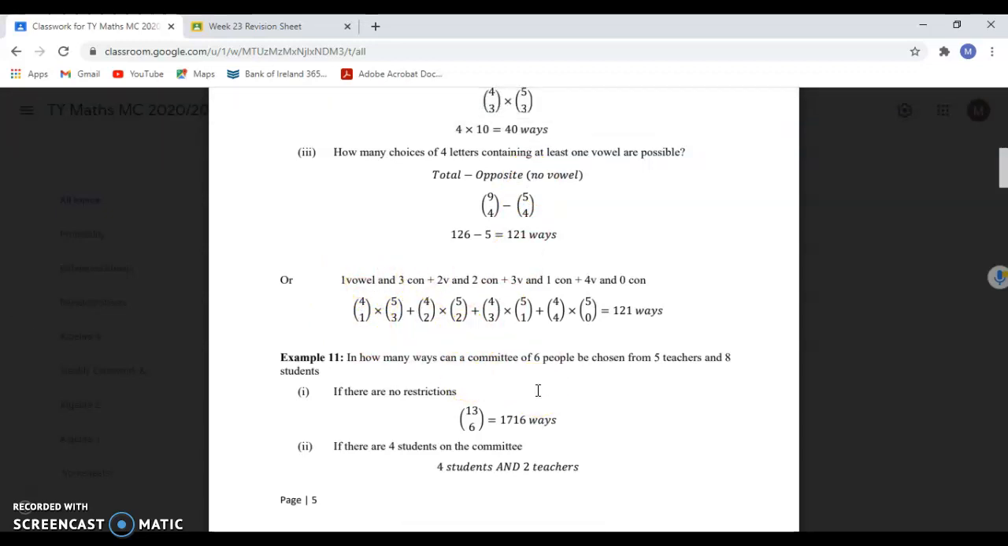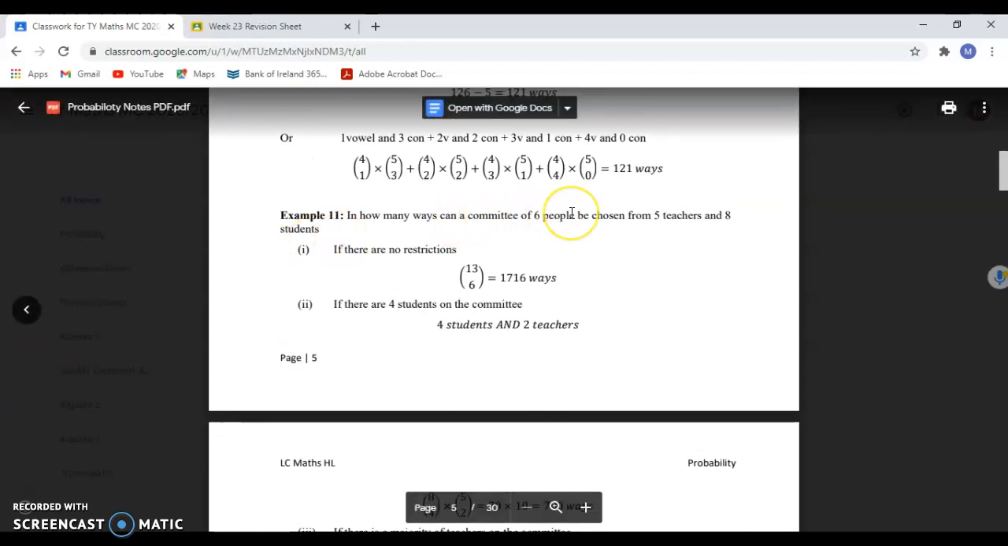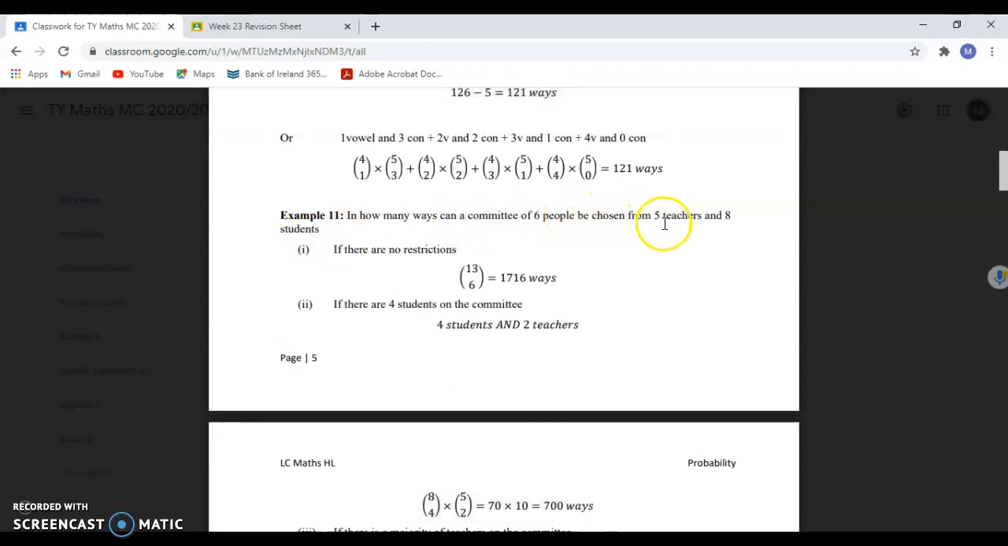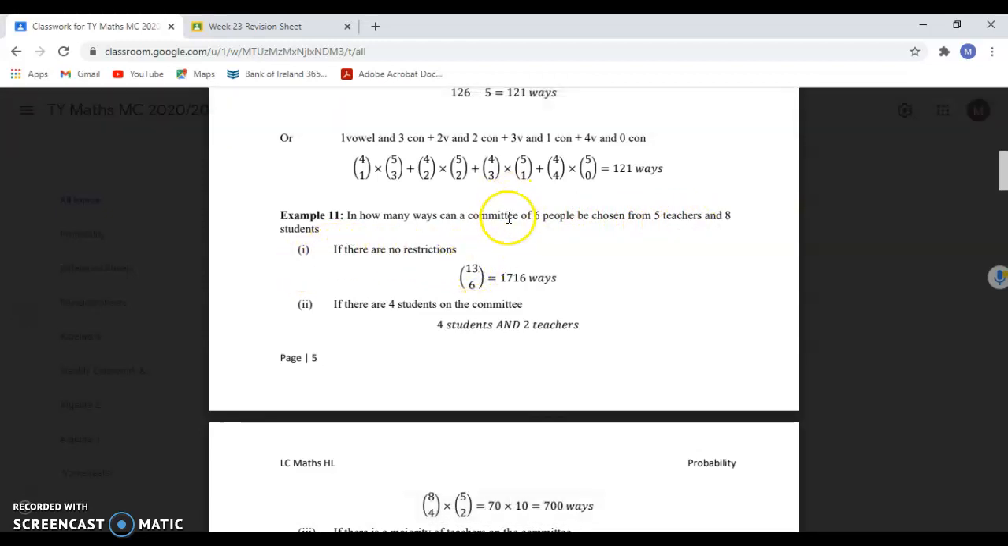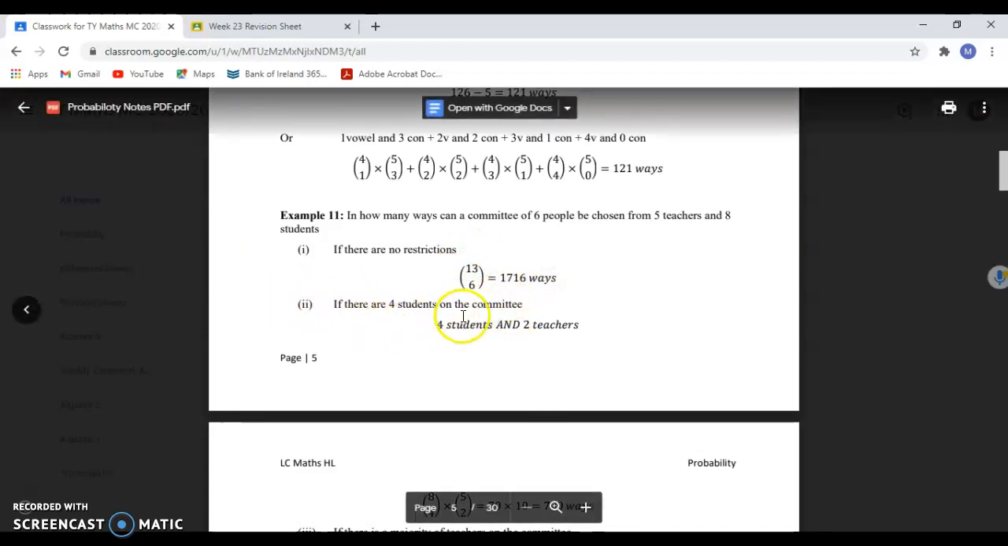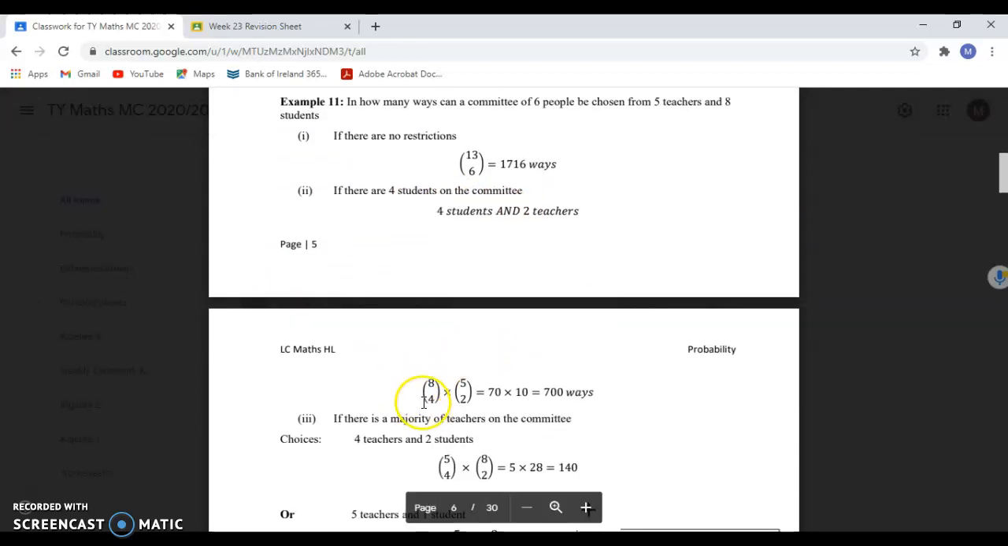Okay, another example to go through. In how many ways can a committee of 6 people be chosen from 5 teachers and 8 students? If there are no restrictions, I need 6 people on my committee and I'm choosing from 13. 13 choose 6 is 1716. There has to be four students. So 4 students, and that means there's 2 teachers. So from 8 choose 4, and from 5 choose 2, and that gets you 700.